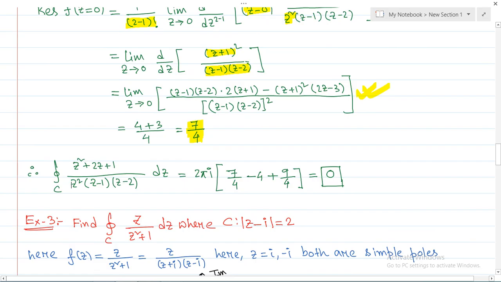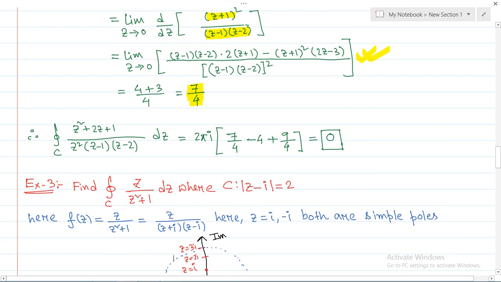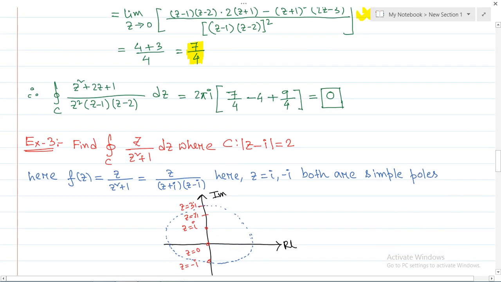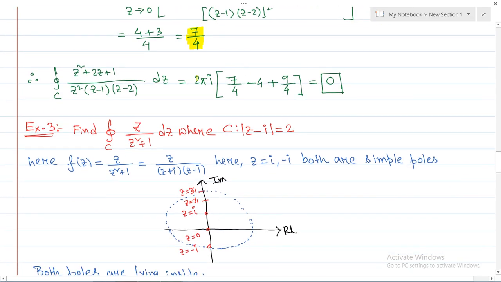Since all these 3 poles are inside the circle, using the Cauchy's residue theorem, we can conclude that the value of the integration is going to be 2 pi i into the sum of all the residues. After adding all these 3 terms, the result is going to be 0, so the value of the integration is also becoming 0. Now we come to the next question, example number 3.